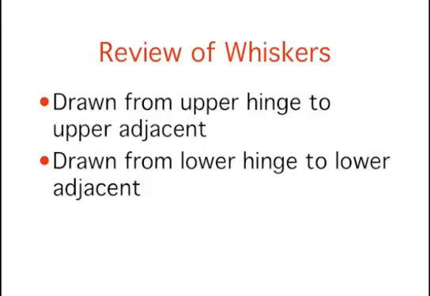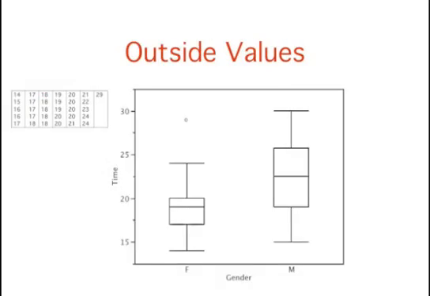To review, one whisker is drawn from the upper hinge to the upper adjacent value. The other whisker is drawn from the lower hinge to the lower adjacent value. An outside value is defined as a value beyond the inner fence, but not beyond the outer fence. For the women, the upper inner fence is 24.5 and the upper outer fence is 29. Notice that there is one value that meets this criterion, 29. This value of 29 is therefore an outside value.